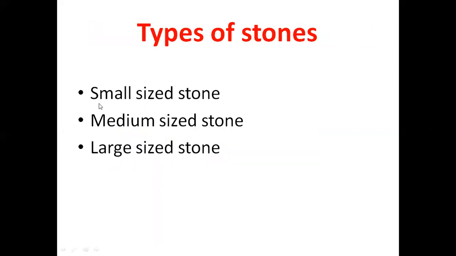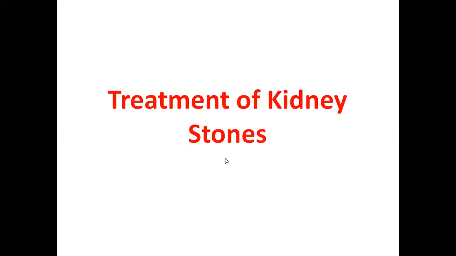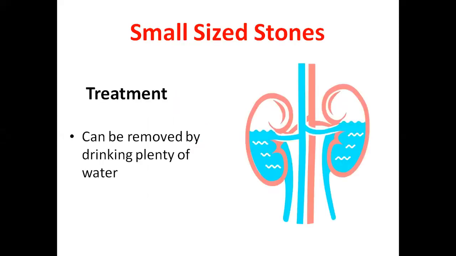The stones formed inside the kidneys are of three types based on their size. Number one is small sized stones, number two is medium sized stones, and number three is large sized stones. So depending upon their size, whether they are small, medium or large, there are three types of stones. On the basis of the size of the stone, there are treatment strategies. Now, we are going to discuss treatment of kidney stones one by one.